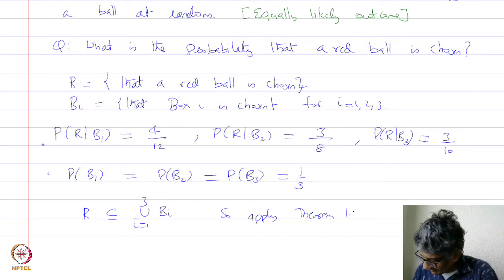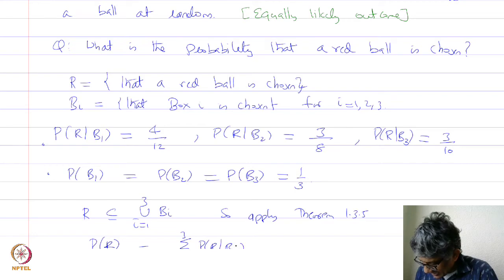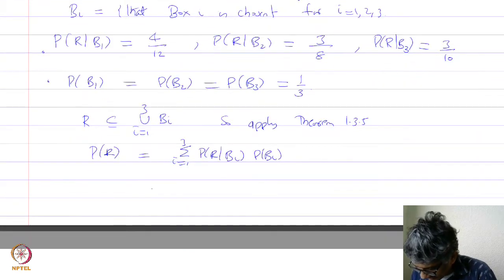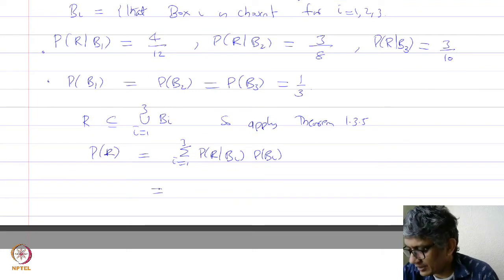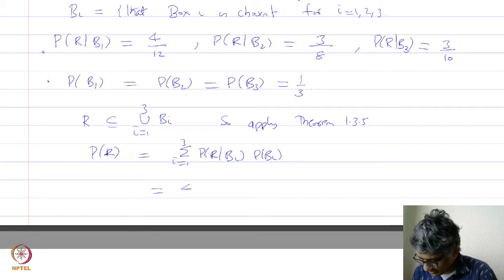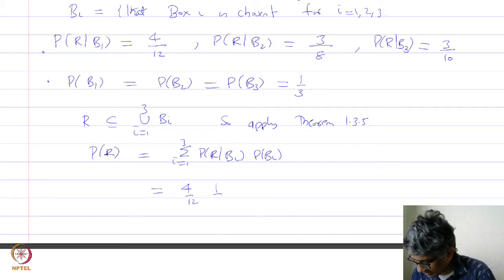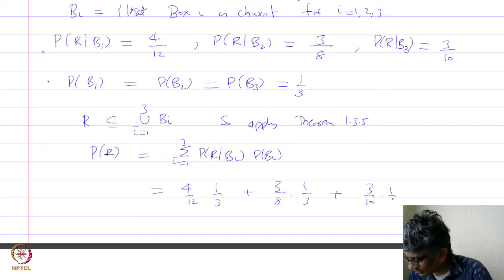One point 3.5. What do you get? You get probability of R is equal to the sum, i equal to 1 to 3, of probability of R given Bi times the probability of Bi, and that turns out to be what? You go and plug in all the calculations, right? This sum is 4 by 12 into 1/3 plus 3 by 8 into 1/3 plus 3 by 10 into 1/3.